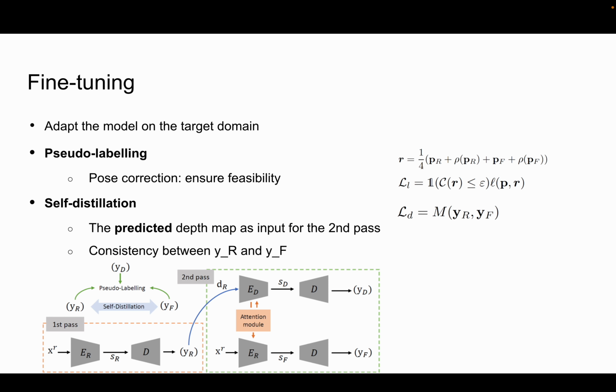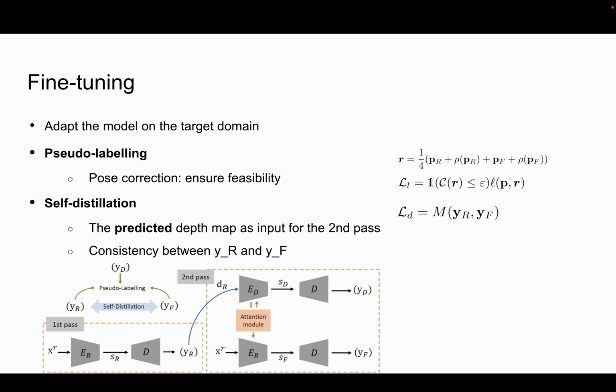After pre-training on synthetic data, we also have a fine-tuning stage to help adapt the model to the target domain. Since the target data is unlabeled, we generate pseudo-labels and apply post-correction to filter out those of high confidence. Next, we design a self-distillation procedure based on our architecture.